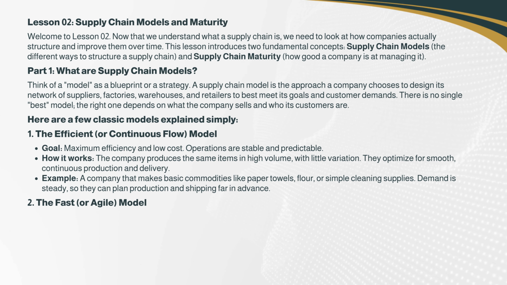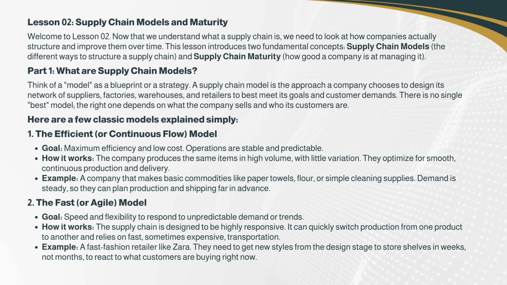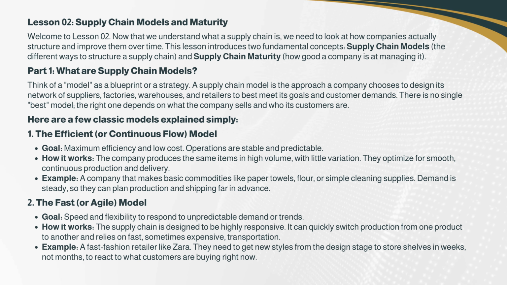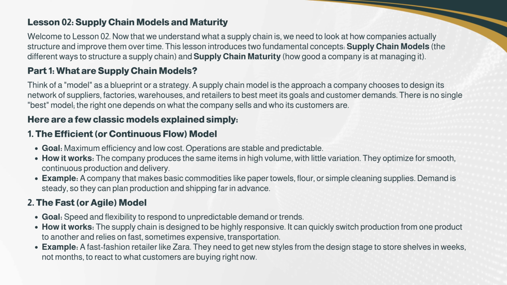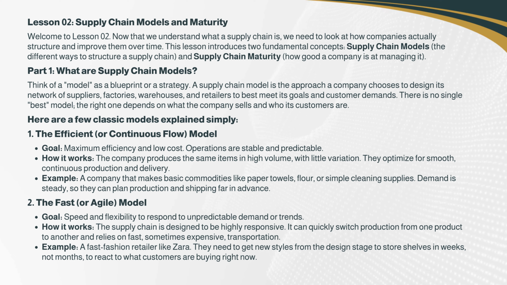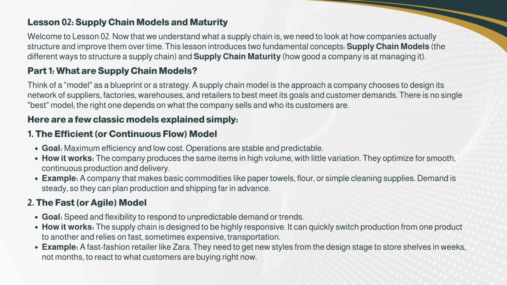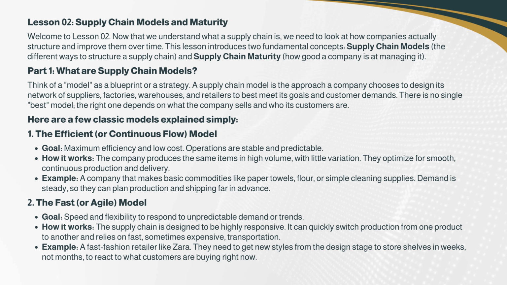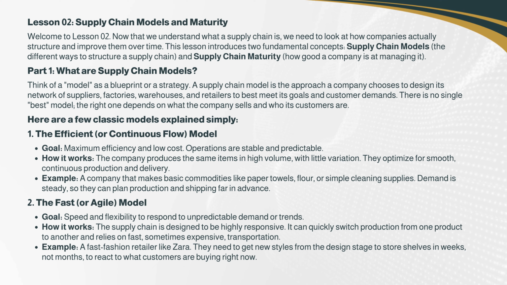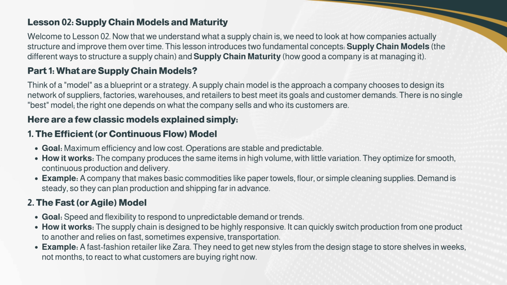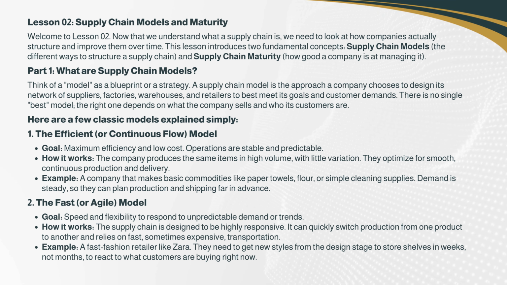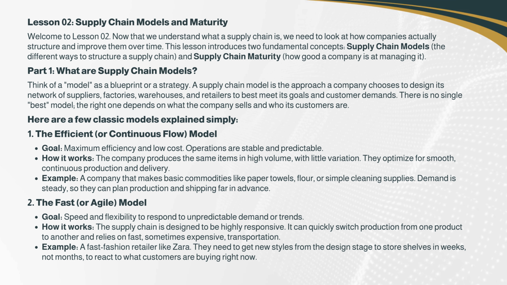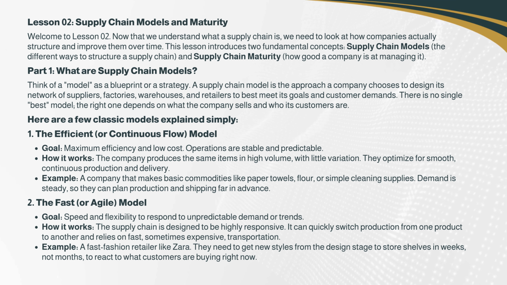2. The fast, or agile, model. Goal: speed and flexibility to respond to unpredictable demand or trends. How it works: the supply chain is designed to be highly responsive. It can quickly switch production from one product to another and relies on fast, sometimes expensive, transportation. Example: a fast fashion retailer like Zara. They need to get new styles from the design stage to store shelves in weeks, not months, to react to what customers are buying right now.